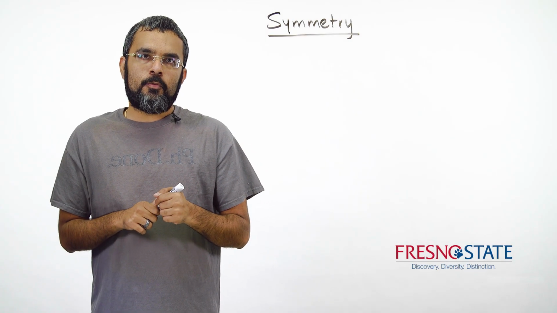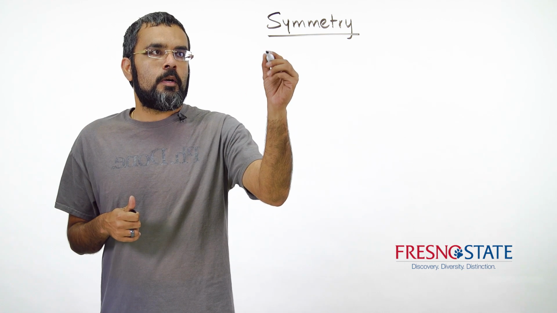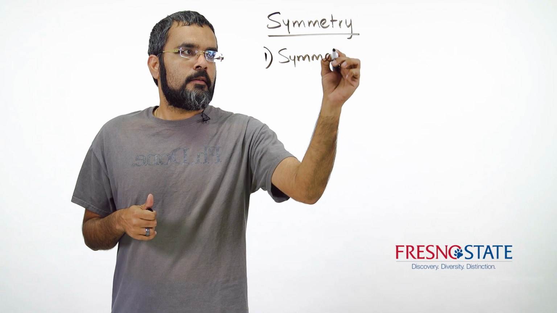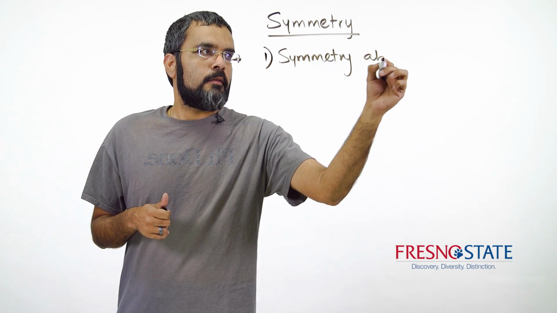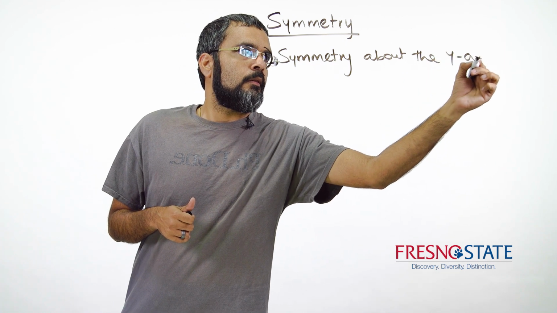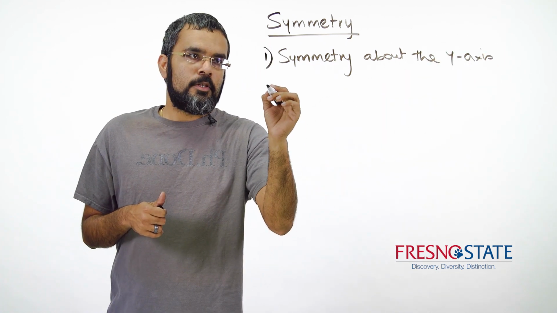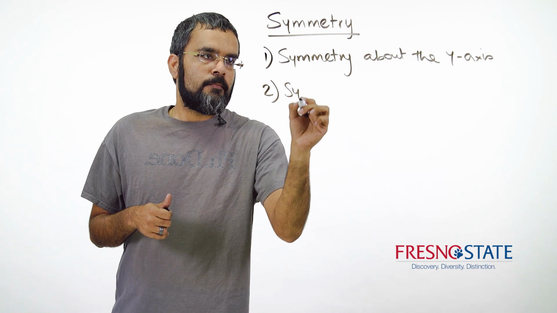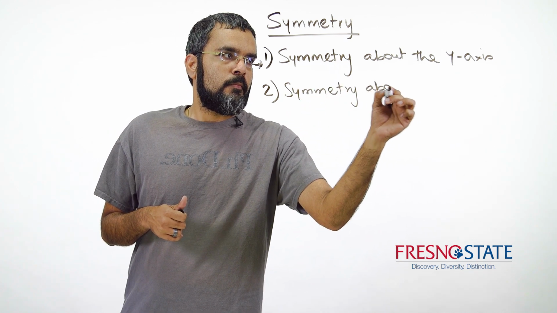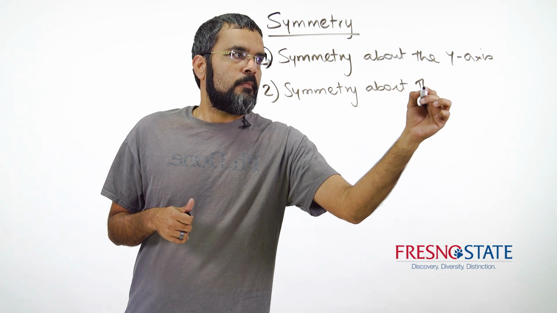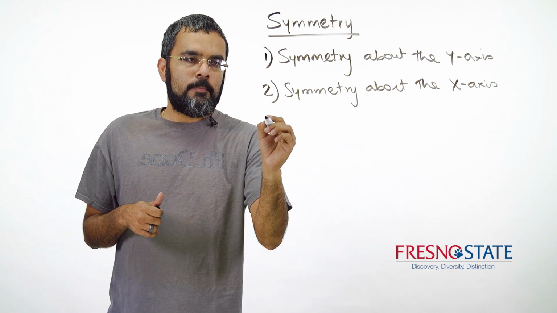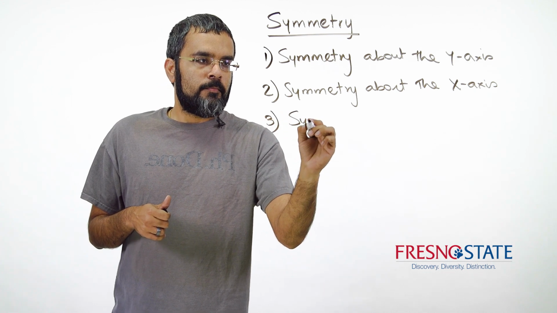So we're interested in three basic kinds of symmetry. The first one is symmetry about the y-axis. And then we have symmetry about the x-axis. And finally, we have symmetry about the origin.